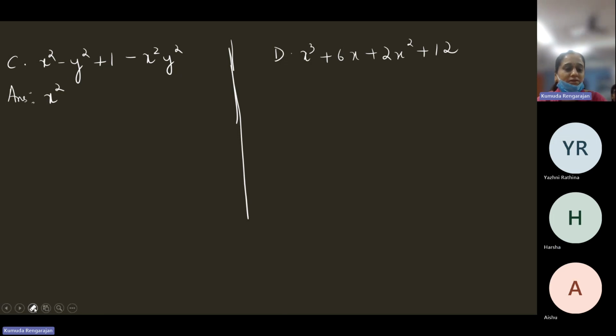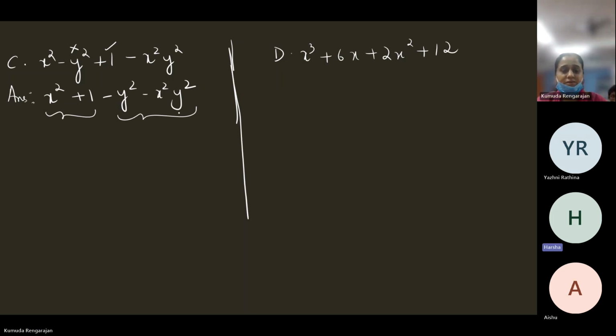We'll do it together. We'll just make a guess. x squared with what? Not possible with this. So shall we try with this one? Yes, ma'am. Plus 1. Then here it will be minus y squared minus x squared y square, right? Again here between x square and 1, nothing common. But here there is y square common. So that's enough.